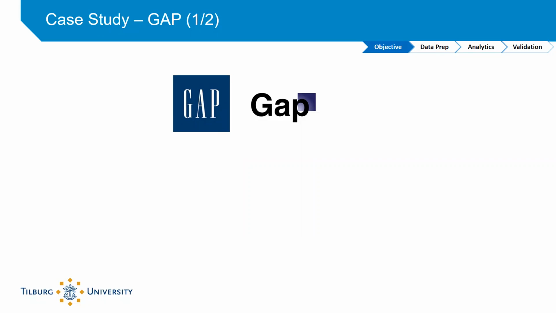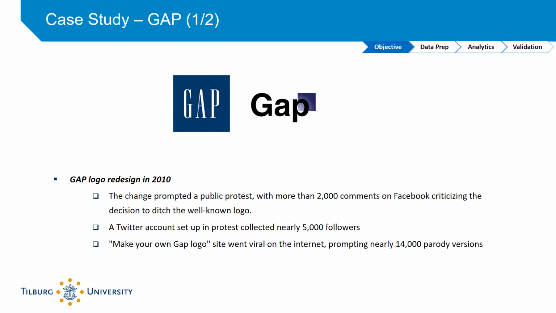So the second example comes from a well-known company, Gap. I'll start with a question. Which of these two logos do you like? The one on the left with the blue square, or the one on the right? So in 2010, Gap decided to redesign the logo from the one on the left, which is well known, to the one on the right.